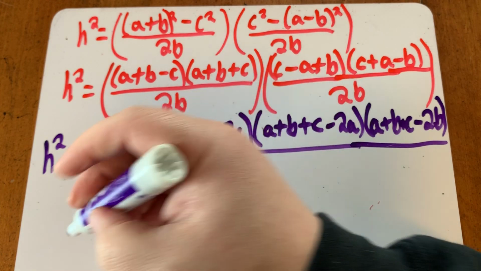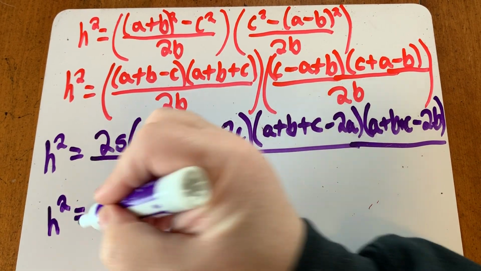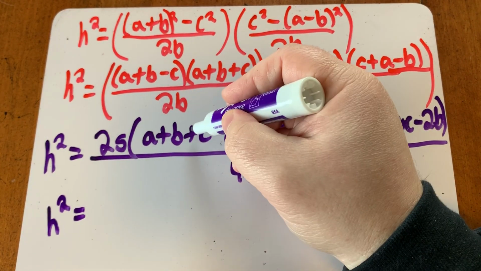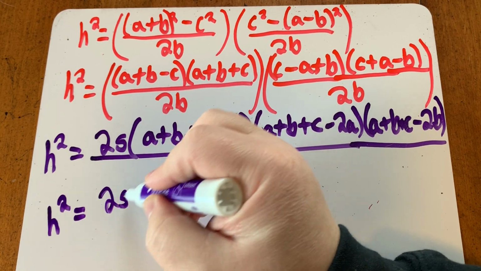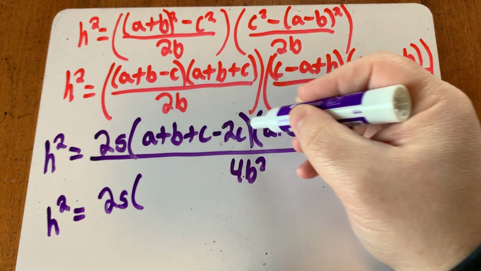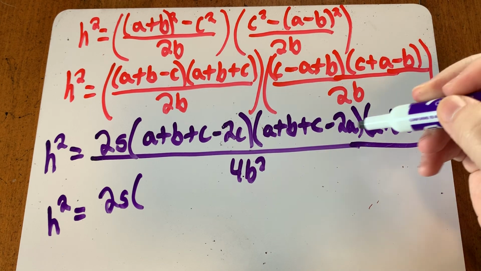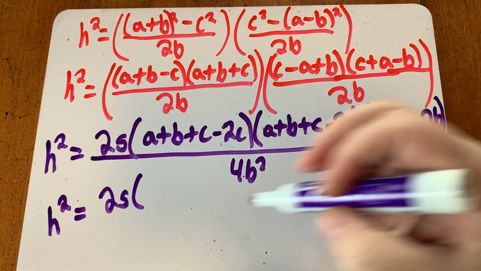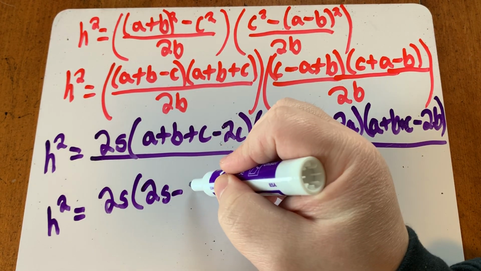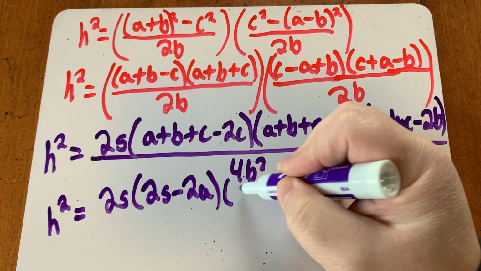And now we can simplify. A plus b plus c is 2s, so we have 2s from before. Now we have 2s minus 2c, 2s minus 2a, 2s minus 2b. I'm just going to put them in alphabetical order, just for fun.